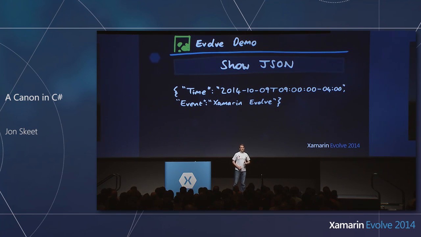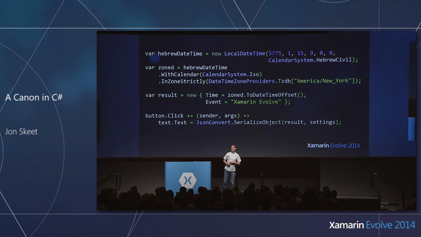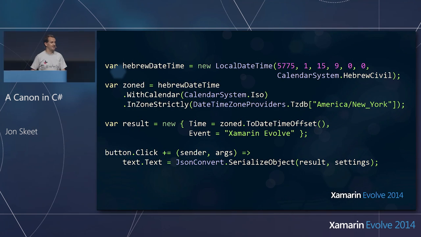Let's have a look at the code for it. And in particular, can anyone guess what date I put in for that to get that up on the screen? Nope. I put in the 15th of Tishrei in the year 5775 in the Hebrew calendar. Because I can. And frankly, because that took weeks of work.